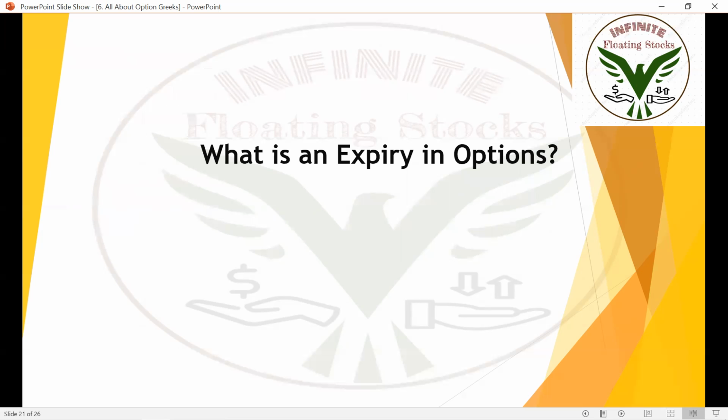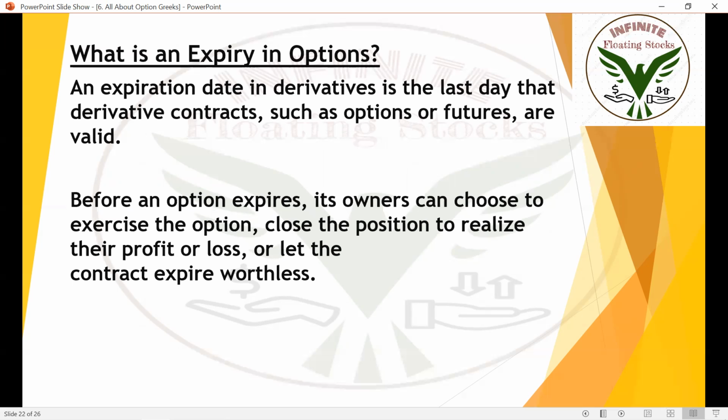So what's an expiry in options? You already know what an expiry is. Here is a formal definition of expiry. An expiration date in derivatives is the last day that derivative contracts, such as options or futures, are valid. Before an option expires, its owners can choose to exercise the option or close the option to realize their profit.